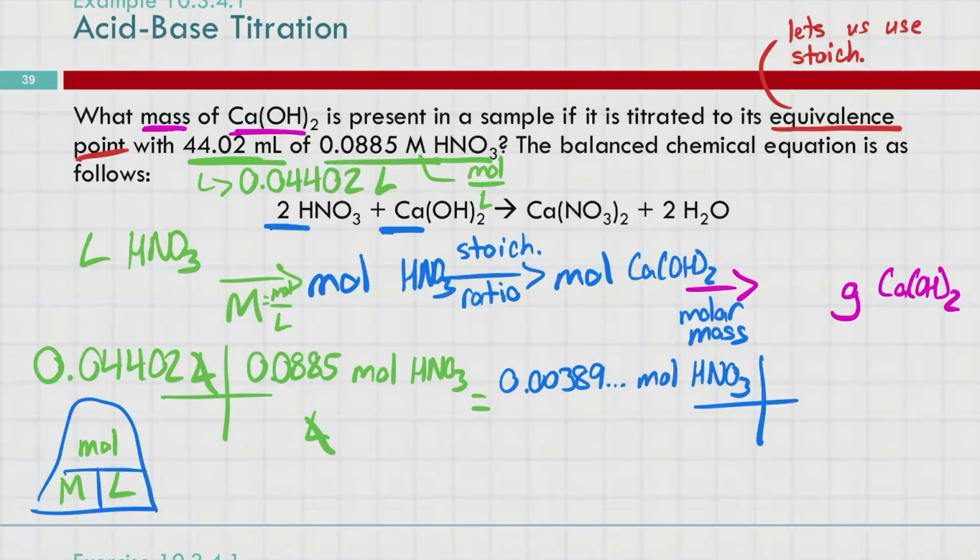Our ratio is that we used 2 HNO3 for every 1 Ca(OH)2. So we can figure out the number of calcium hydroxides that we had, or the moles of calcium hydroxide that we had, using our stoichiometry step. That's what we're doing here in blue. 0.0019 moles calcium hydroxide.